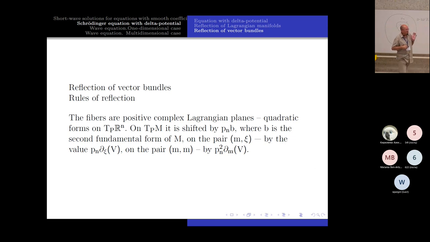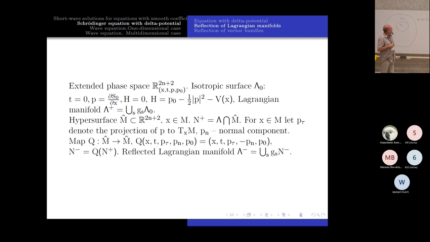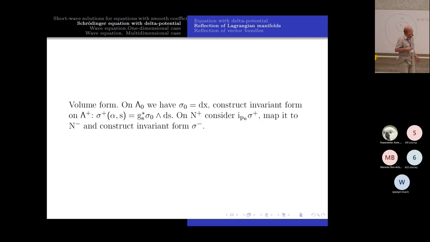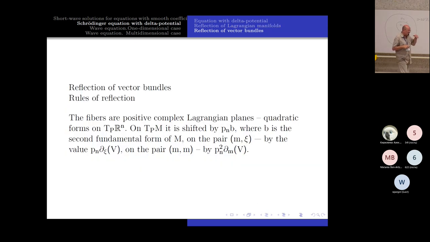Now I will say a few words, without any details, about the situation when this function is complex valued. In this case, instead of Lagrangian surfaces, we have to consider complex vector bundles over isotropic surfaces. And again, we have to fix some rules of reflection of this vector bundle. The rules of reflection are more or less the same. We have a complex vector bundle over an isotropic surface. The surface itself is reflected by the same rule: we simply change the sign of the normal component of the momentum. As for the fibers of this bundle, they are Lagrangian planes. So it is just the same as quadratic forms. If we have to reflect this quadratic form, we have to shift it by the second fundamental form of the surface M. It is written down here.